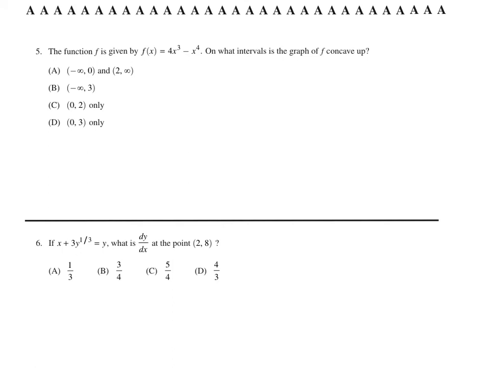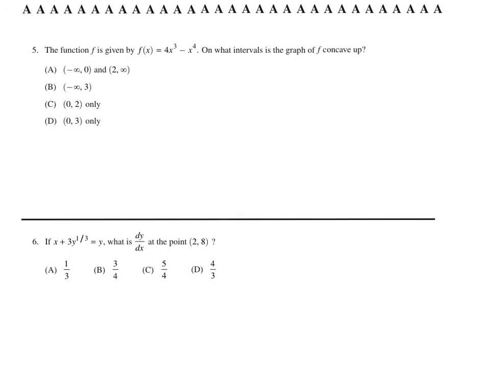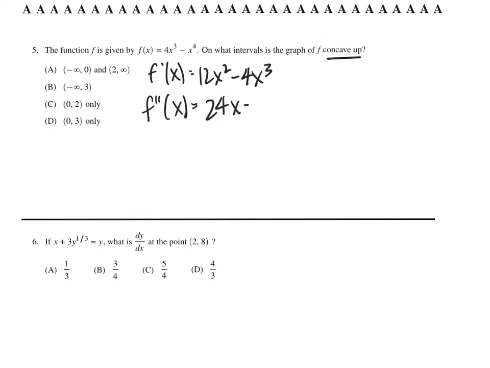How many of us have forgotten about concavity and how to figure out when my function is concave up or concave down? Well, here's the reminder for you. Concavity is always the second derivative. So I'm going to go find my first derivative, which is 12x squared minus 4x cubed. I'm going to go find my second derivative, which is 24x minus 12x squared. In order to find where something's concave up and down, we need to see when the second derivative equals 0 or is undefined. This function is not going to be undefined because we're never dividing by x.